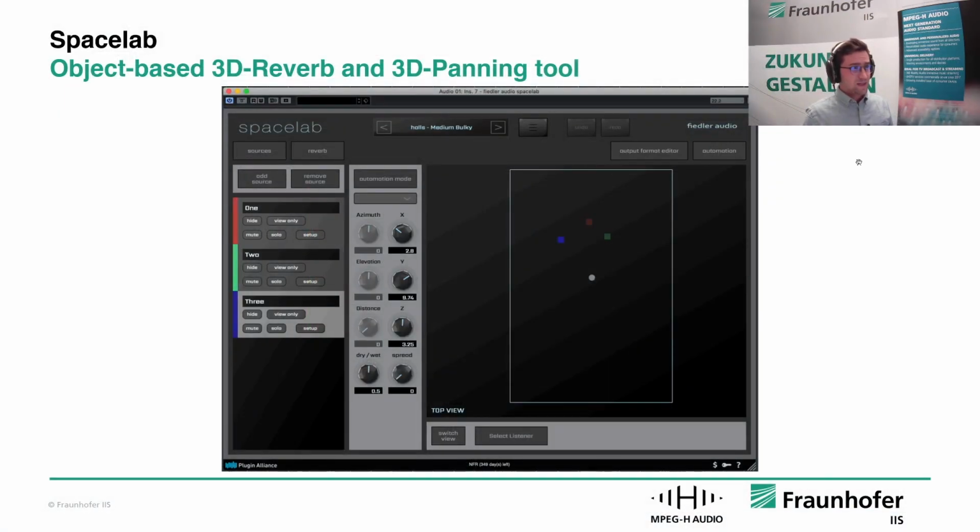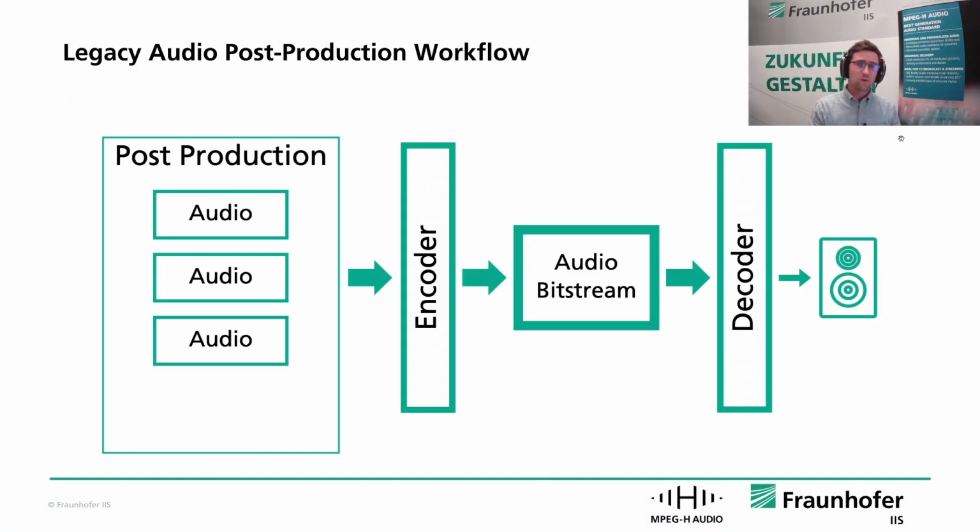So let me go back to the slides, because now in order to give you a bit of a better background on what actually are the differences in terms of production of MPEG-H audio. Here I have briefly described the workflow we are all familiar with. Basically, your post-produced signals will be fed into an encoder like AAC, MP3 or others, and then we transmit the audio bitstream to a decoder where it will be played back on the end consumer device.